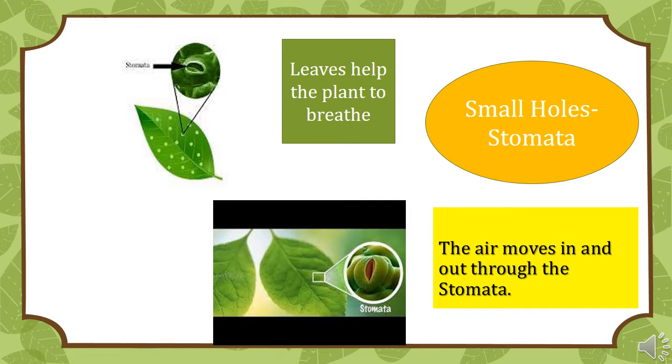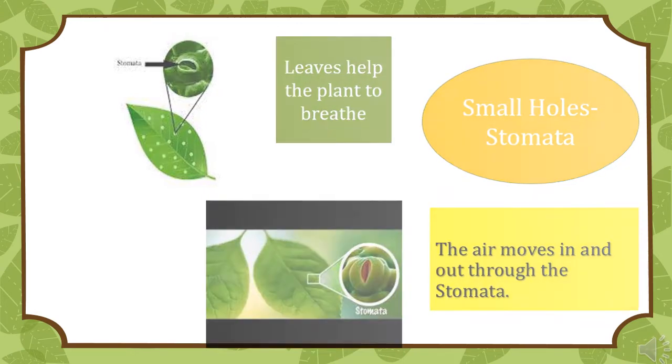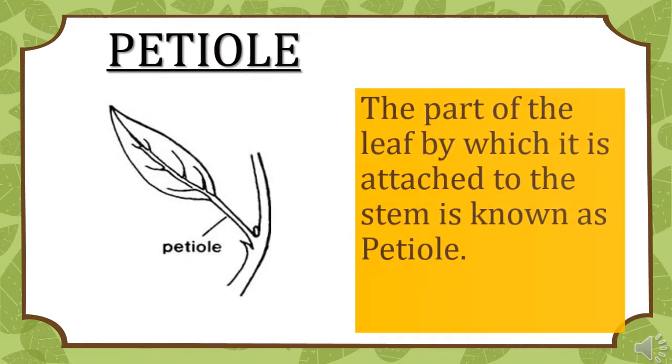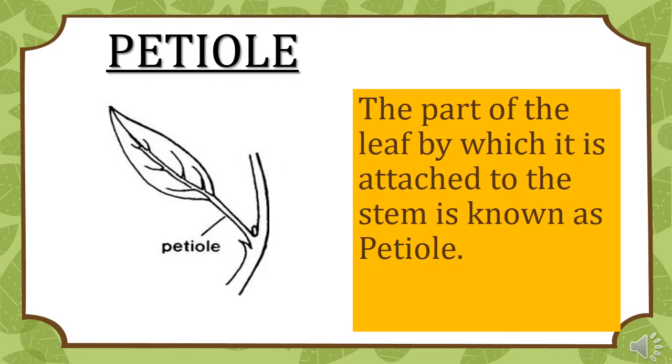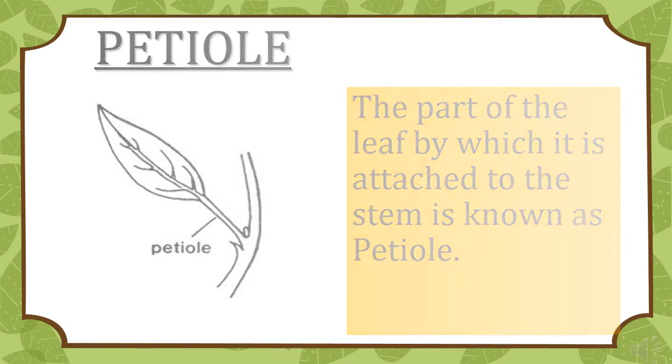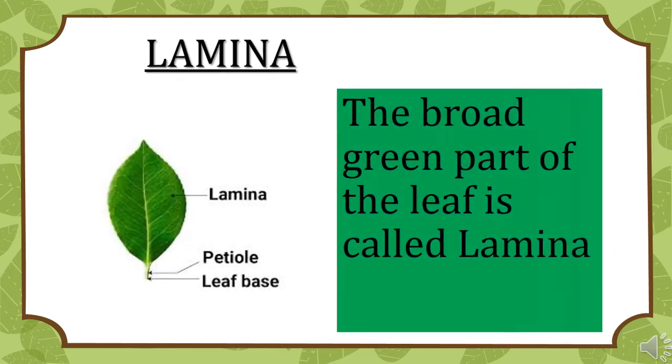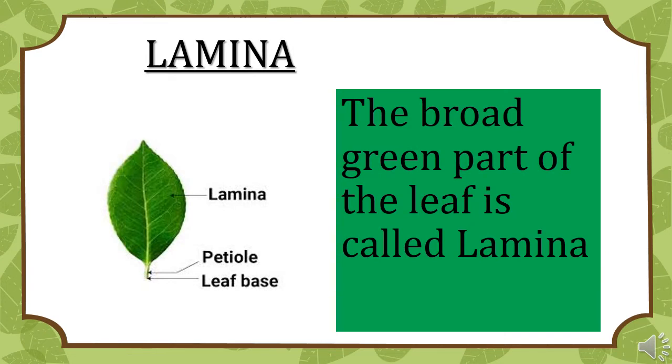The leaves help the plant to breathe. The leaves have tiny holes called stomata. The air moves in and out through the stomata. Let us learn about petiole. The part of the leaf by which it is attached to the stem is known as petiole. Lamina. The broad green part of the leaf is called lamina.